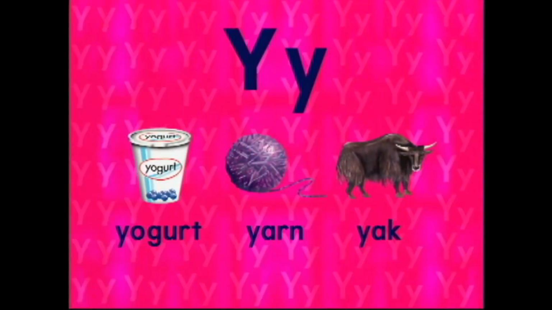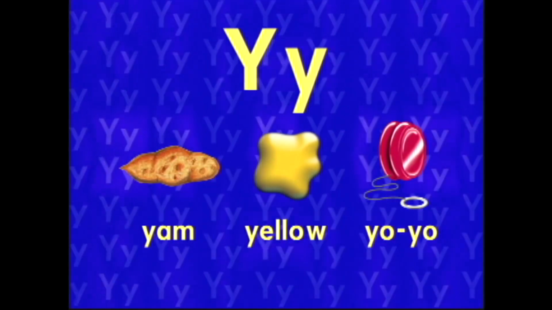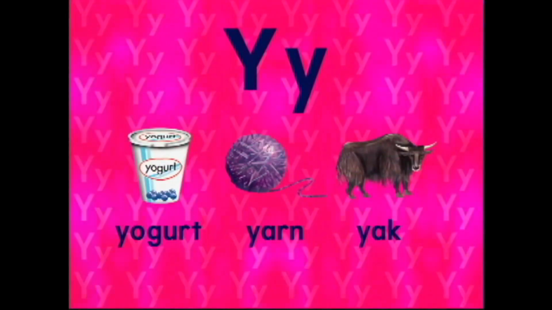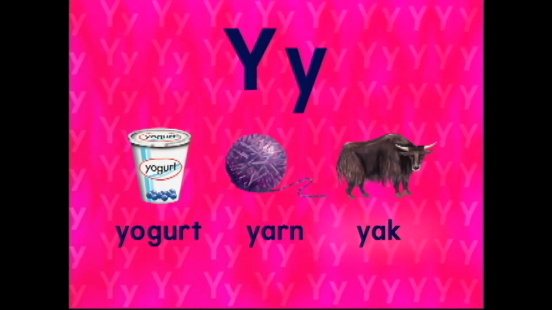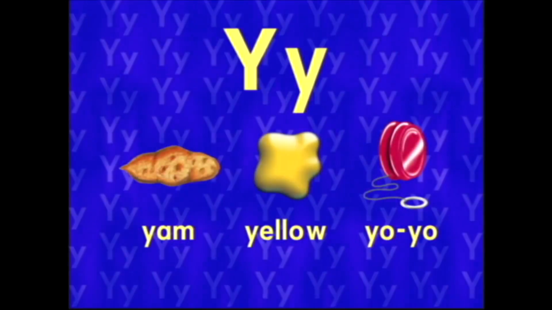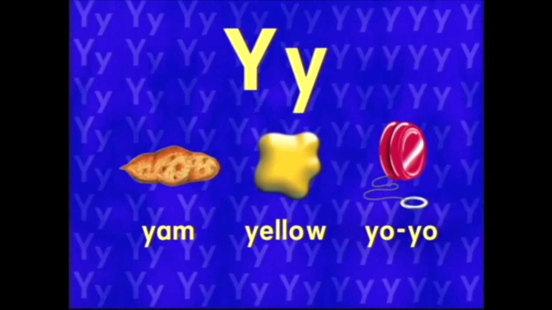Yogurt, yarn, and a yak. A few more words for you to know. Yam, yellow, and yo-yo. Let's sing Y words, you've got the knack. Yogurt, yarn, and a yak. A few more words for you to know. Yam, yellow, and yo-yo.